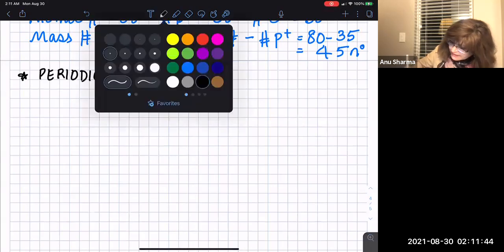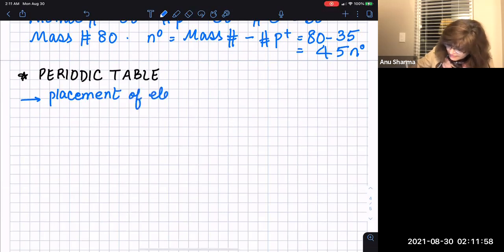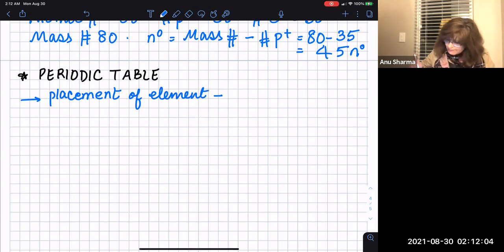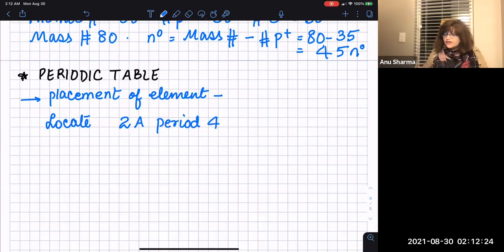So placement is one thing. Do you recognize that the element is placed in a certain period, in a certain column, and can you recognize where that is? So, placement of elements. Okay, now let's look at the placement. For example, locate the element that is present in group 2A and period 4. Okay, so how would you do that?